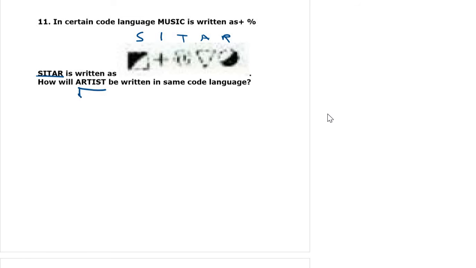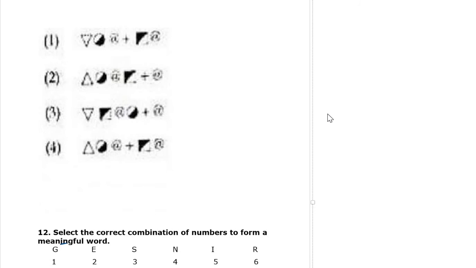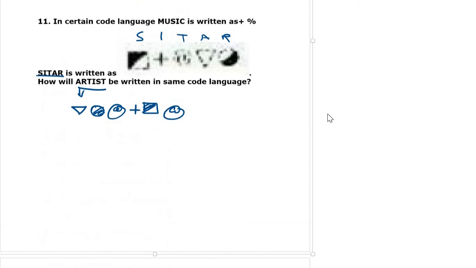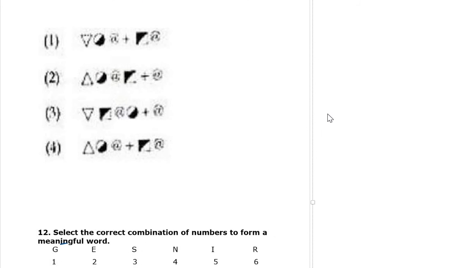First letter is A. For A, triangle. For R, circle, half of the circle. T, I plus S. This is the answer. Okay, the first one is the correct answer. Move to the next question.